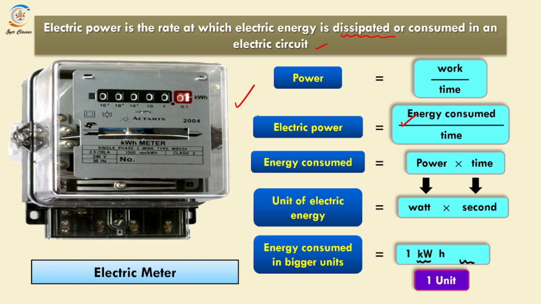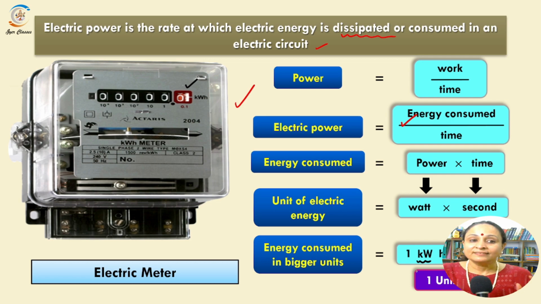And if you happen to read the electrical meter, in the electrical meter we get the energy in kilowatt hours. If I say that in our house we have consumed 50 units of electrical energy, that means it is equal to 50 kilowatt hour. Okay, so that's the practical unit of electrical energy.